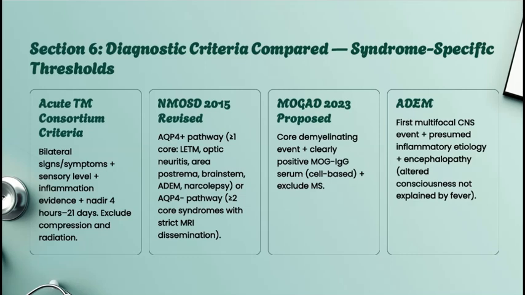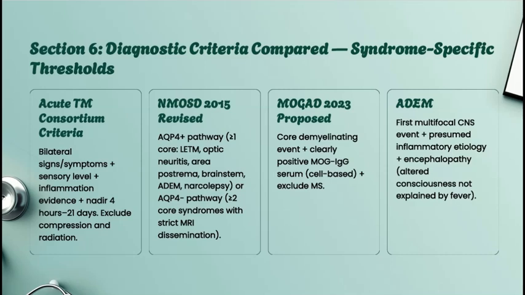For acute transverse myelitis, traditional consortium criteria require bilateral motor, sensory, or autonomic signs, a clearly defined sensory level, objective evidence of inflammation, and symptom progression to nadir between 4 hours and 21 days. Alternative explanations, particularly compression, must be excluded.